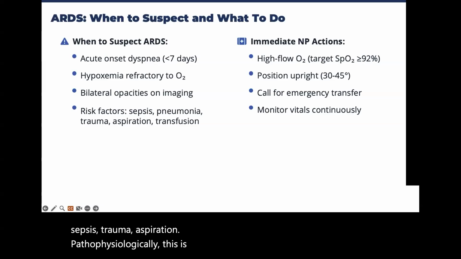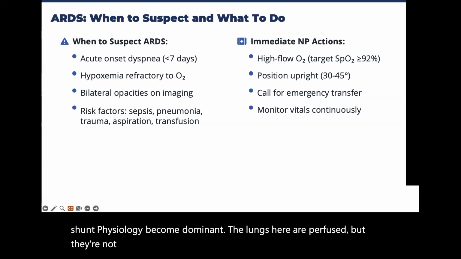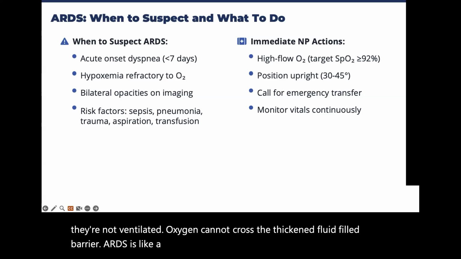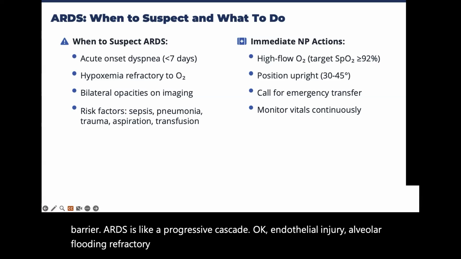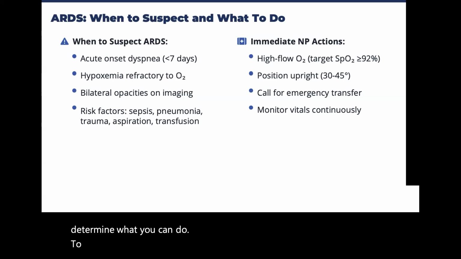Pathophysiologically, this is the point where the alveolar flooding and shunt physiology become dominant. The lungs here are perfused, but they're not ventilated. Oxygen cannot cross the thickened fluid-filled barrier. ARDS is like a progressive cascade, okay? Endothelial injury, alveolar flooding, refractory hypoxemia, respiratory failure. Recognizing where the patient is in the cascade is going to help determine what you can do to help.